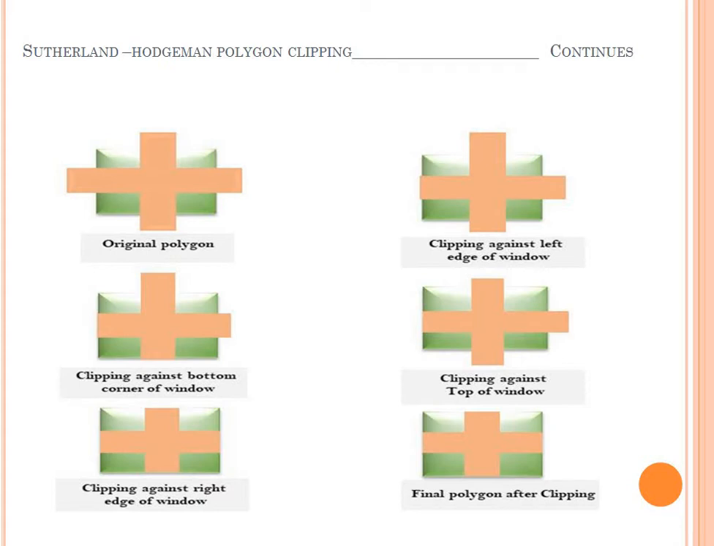Then again we clip the bottom edge of the window, and the result of the bottom edge is used for the next clipping, that is the top side of the clipping window. If our clipping is done to the top of the window, then this result is used for the right edge of the window. After the completion of the clipping process of the four edges, that is left, right, top and bottom, we get the final polygon.